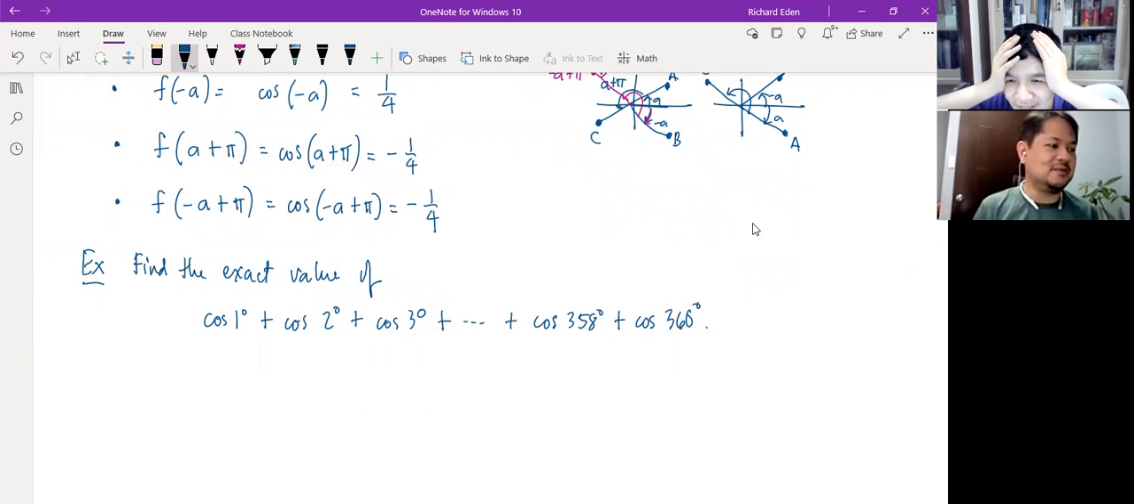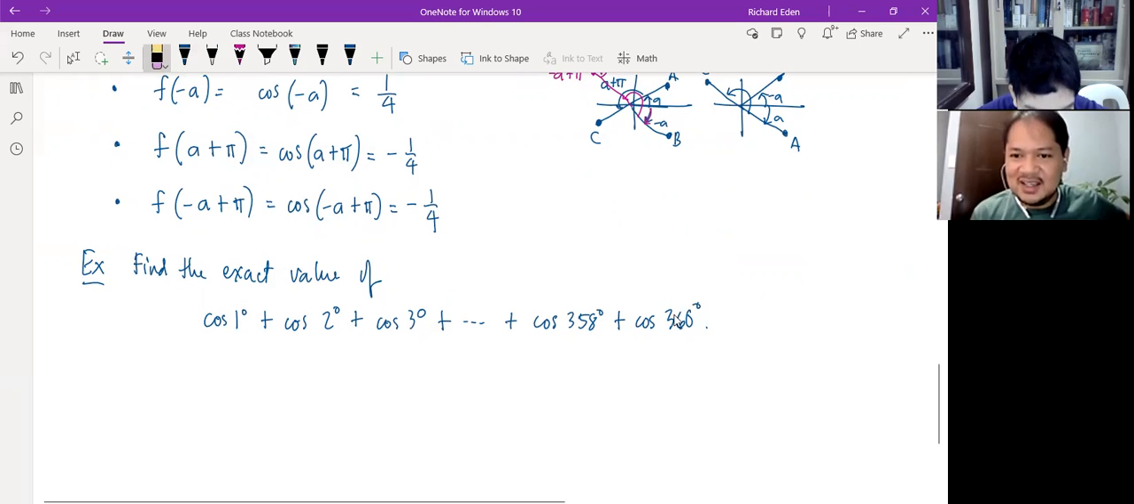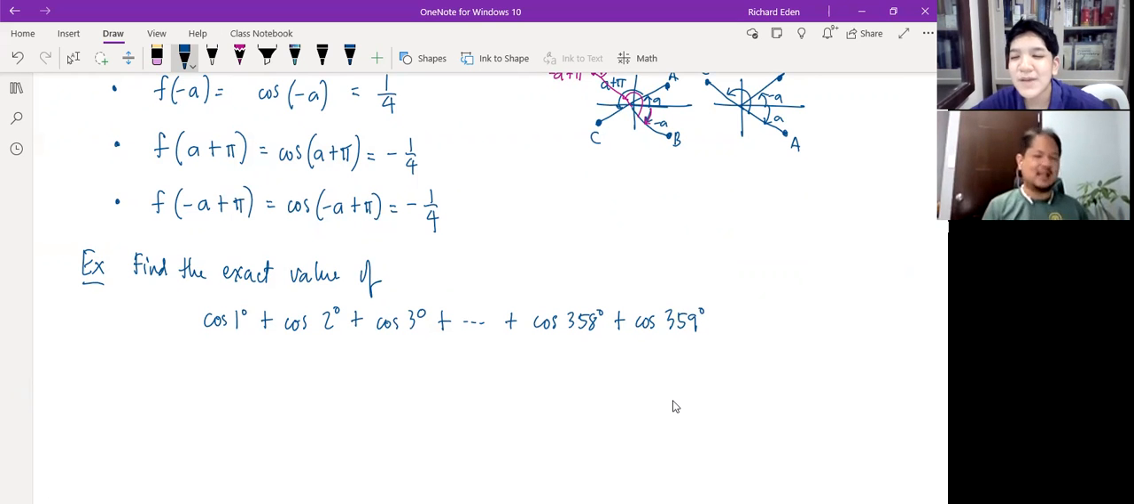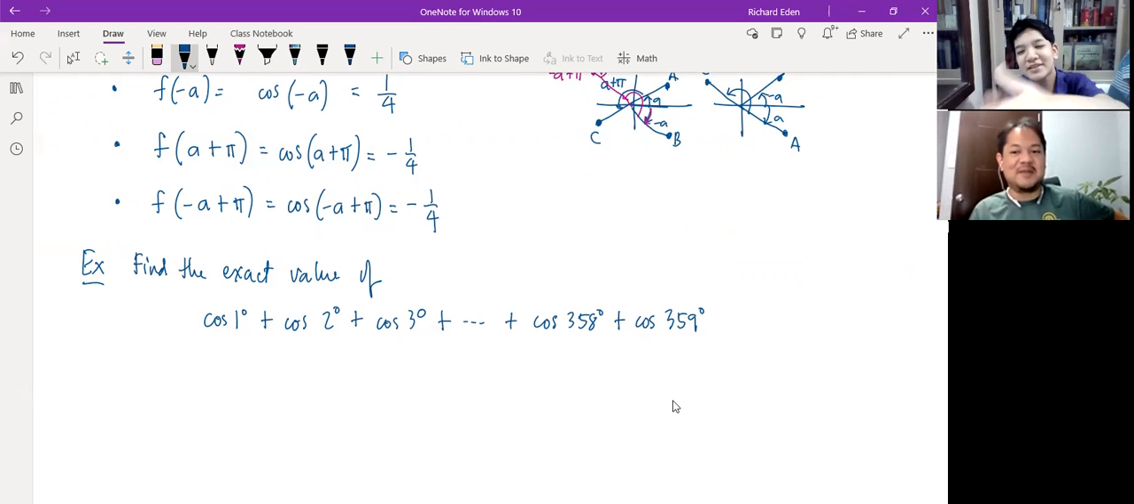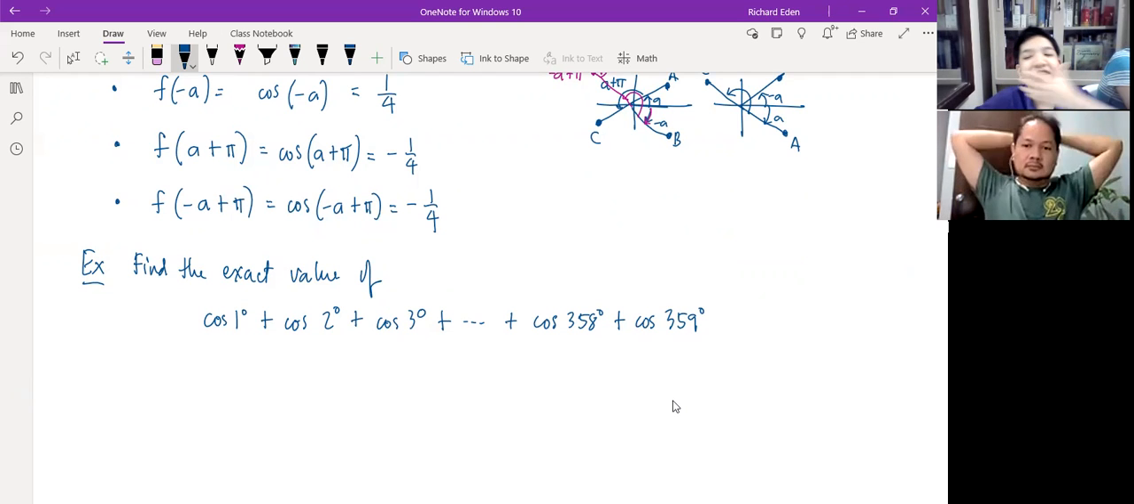Oh wait, hold on, I made a mistake. That means I'm gonna have to use the eraser. I meant 359 degrees. There's a gap, and it's right for you to point it out. I got ahead of myself. Okay. Missing cosine 360, doesn't matter.